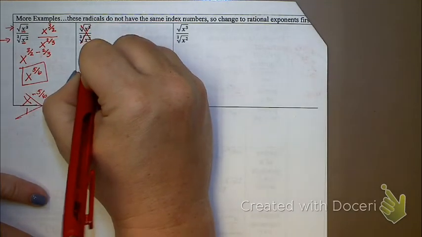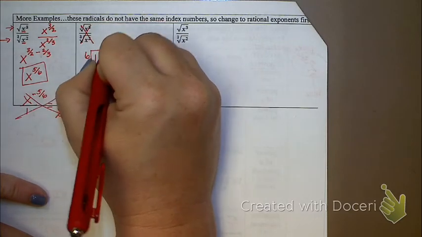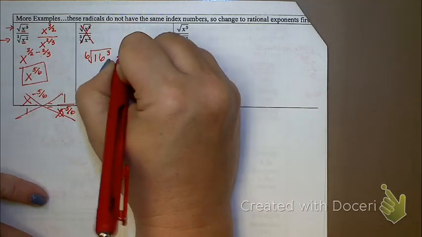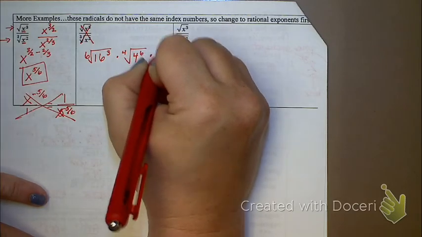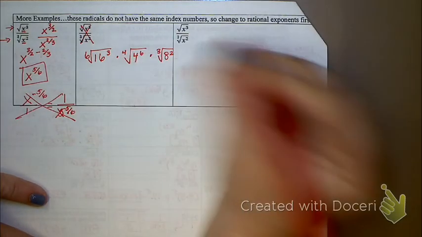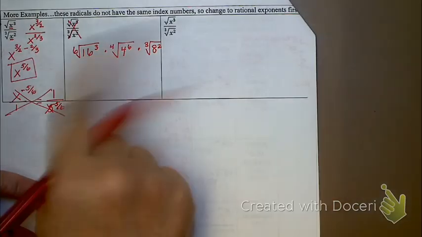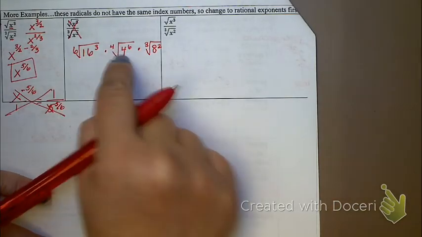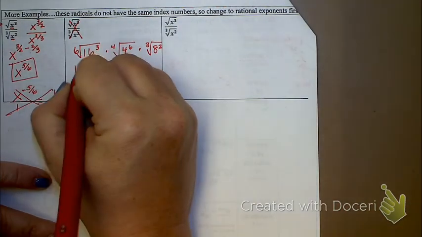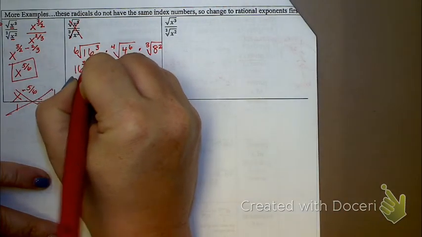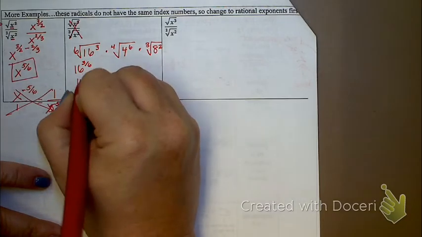Let's call this the 6th root of 16 cubed times the 4th root of 4 to the 6th times the cube root of 8 squared. Okay, so I have different indexes and different bases. So I'm going to go to exponential form and see what we can do. This would be 16 to the 3/6, which ends up being 16 to the 1/2.